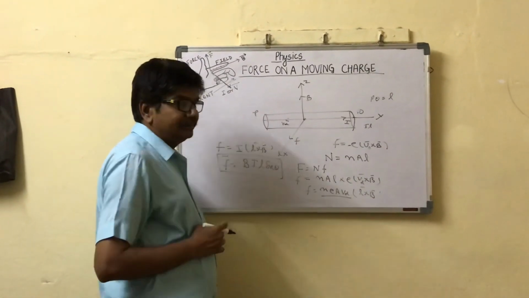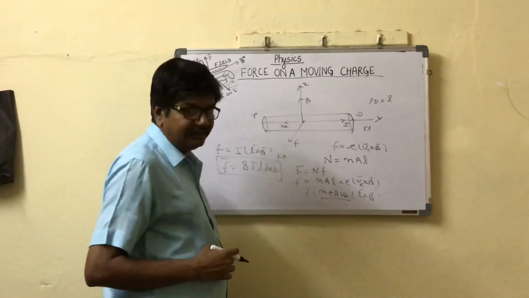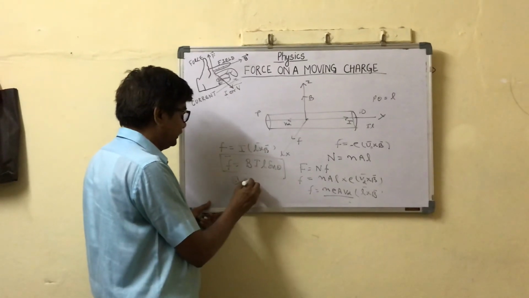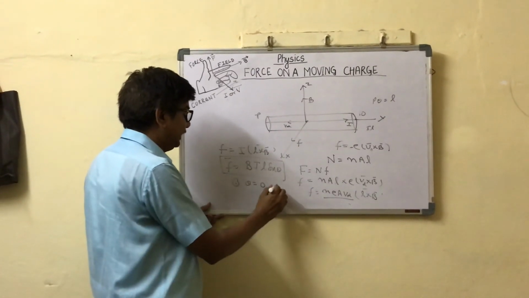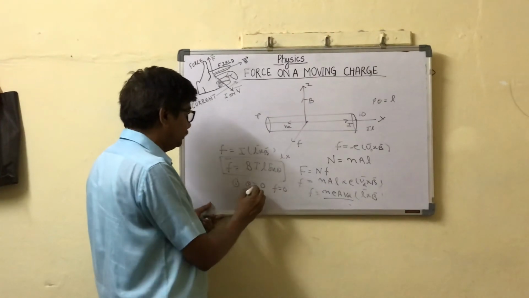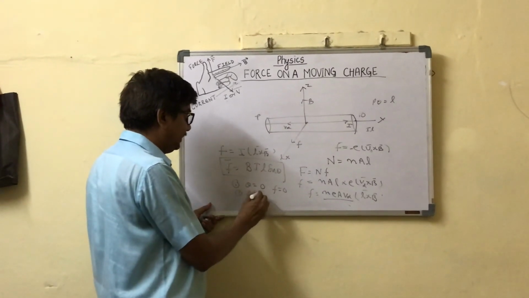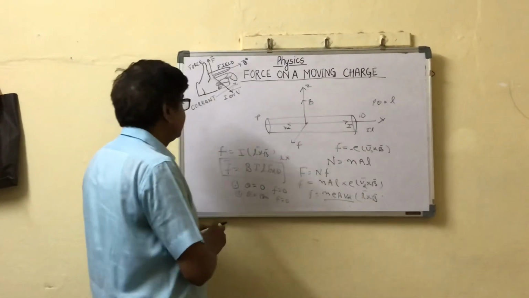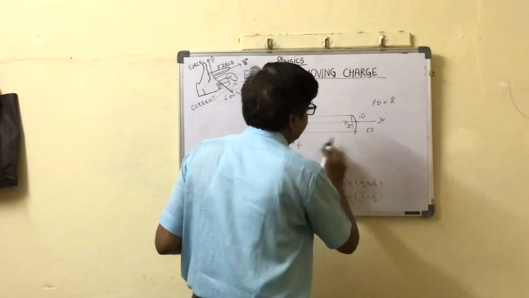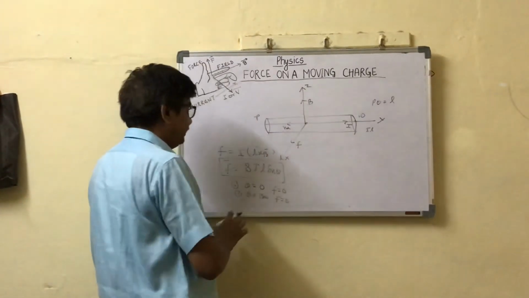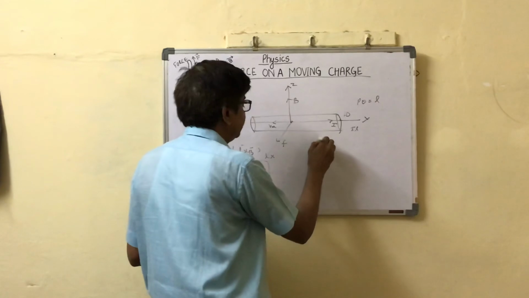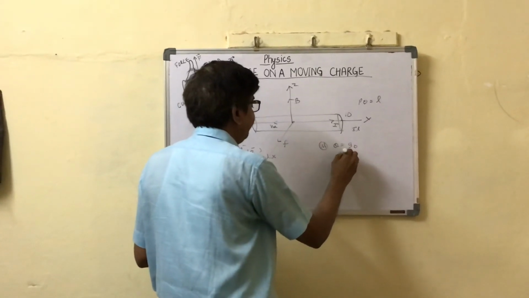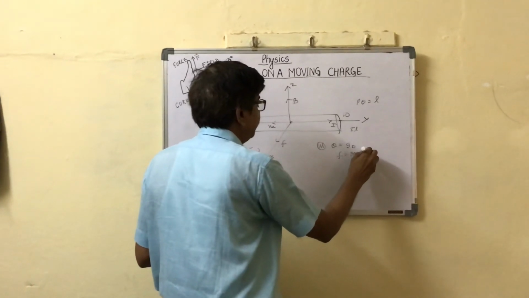What is B? Magnetic field. I, current. L, length. Now there are three cases. First case, theta equals 0, then F equals 0. Second case, theta equals 180, F is also 0. Third case, theta equals 90, F is maximum. Its minimum magnitude is zero.